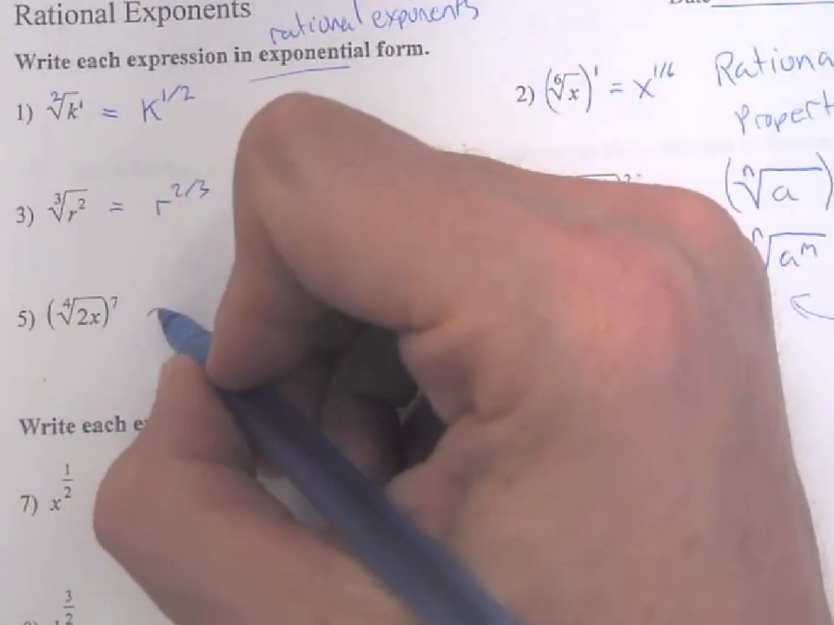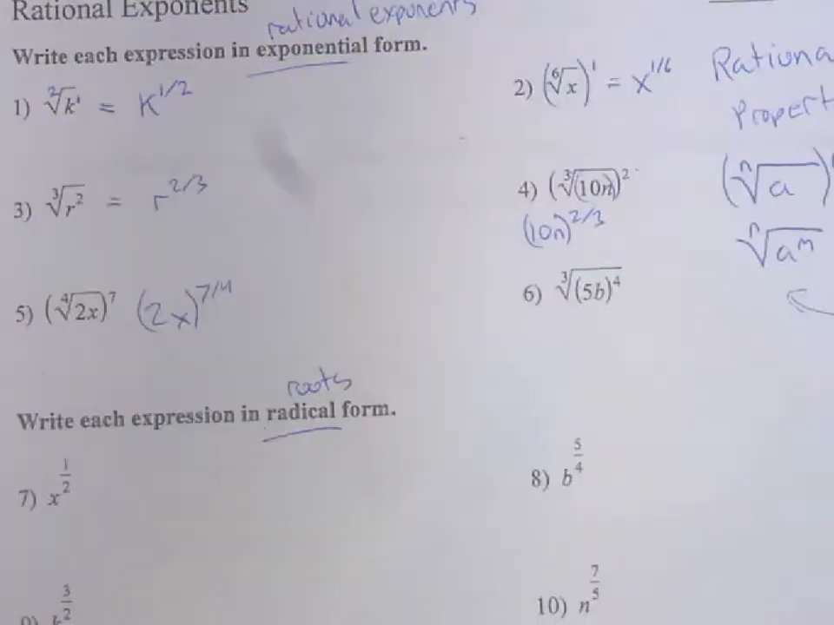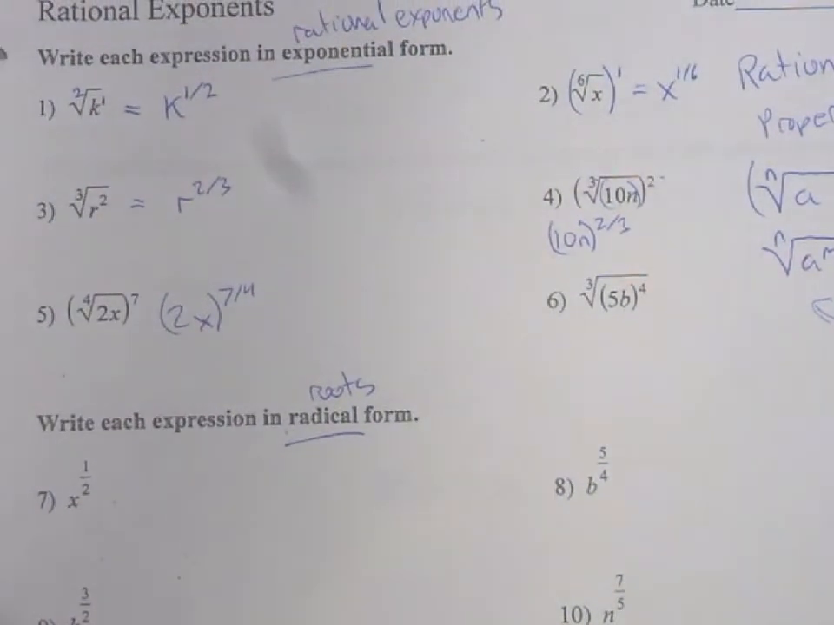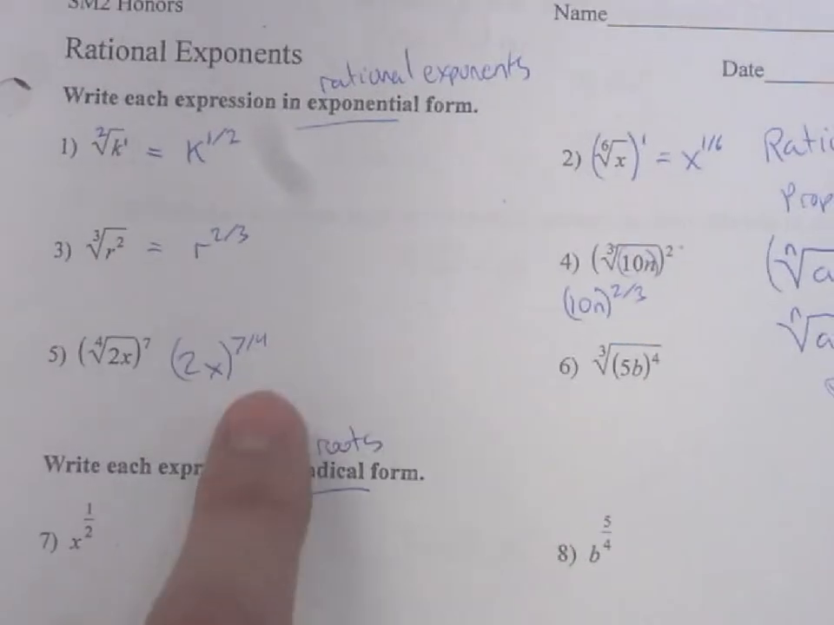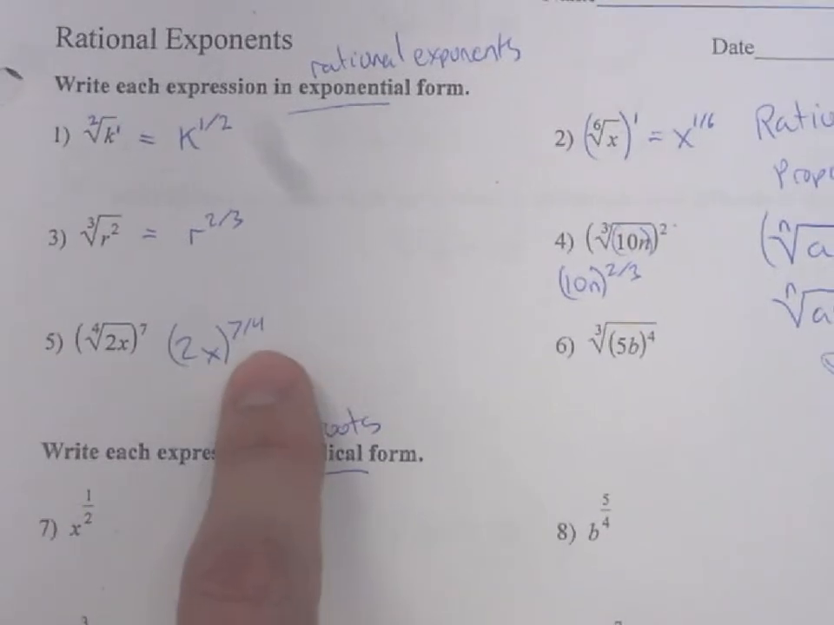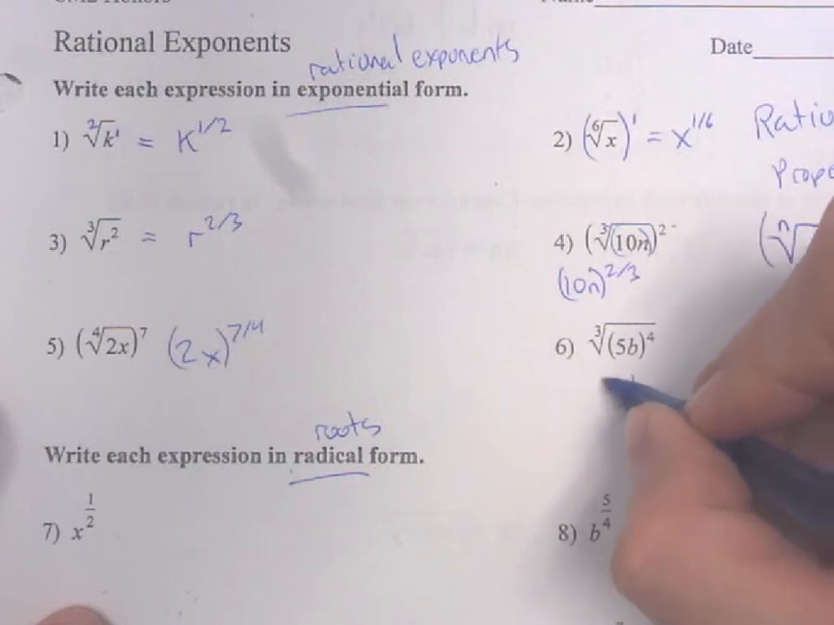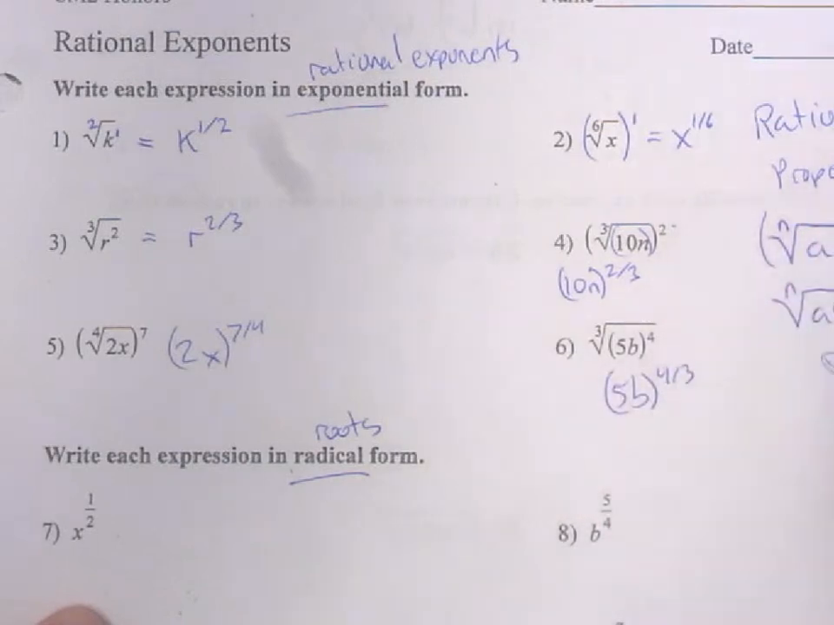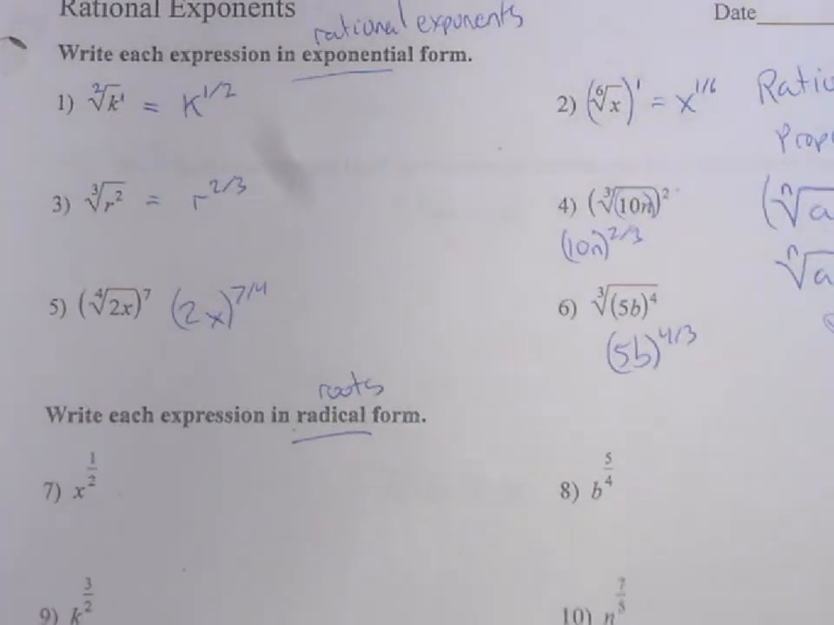Alright, so here we've got 2x to the 7/4. Again, the 2 and the x, we have both of those, we're taking the 4th root of both of those and then taking that to the 7th power. So we need to keep 2x as a product, taking that to the 7/4 power. And this is going to be 5b to the 4/3 power. Okay, that's it. Not too bad.